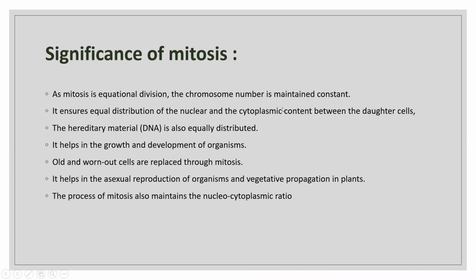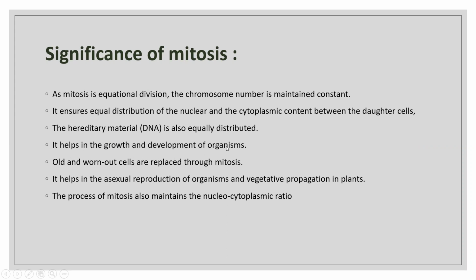All the contents in the cytoplasm, basically all the different cell organelles, are also equally distributed. The hereditary material DNA is also equally distributed. We know that RNA and DNA are the hereditary material. Yes, that is deoxyribose nucleic acid. So here the hereditary material DNA is also equally distributed. Now it helps in growth and development of the organism.